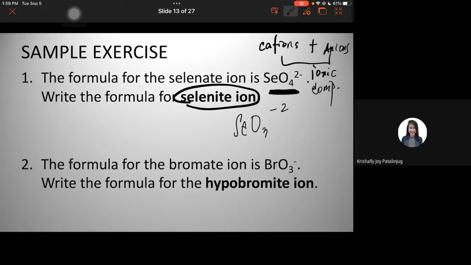Okay, it's SeO3 2 negative. Okay, what about number 2? What's the hypobromite form of bromate? Okay, it's BrO negative. That's it.